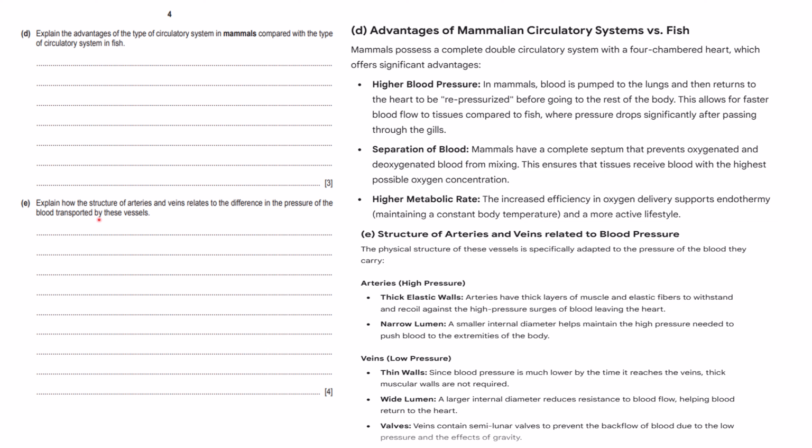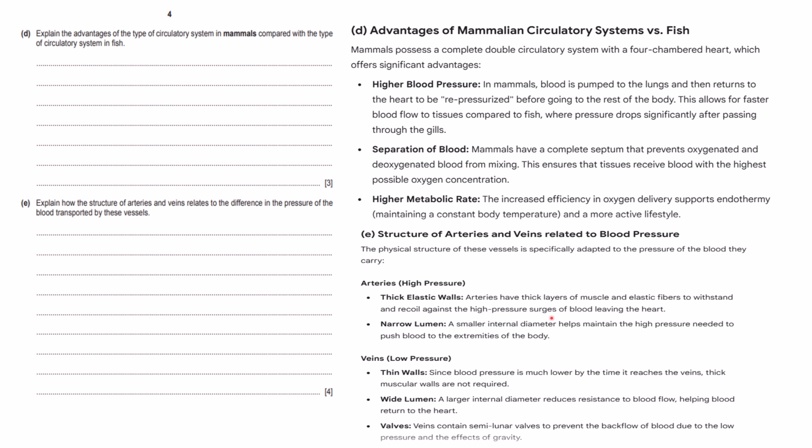Part E. Explain how the structure of arteries and veins relates to the difference in the pressure of the blood transported by these vessels. This carries 4 marks and the answer is: structure of arteries and veins related to blood pressure. The physical structure of these vessels is specifically adapted to the pressure of the blood they carry. Arteries: high pressure, thick elastic walls.